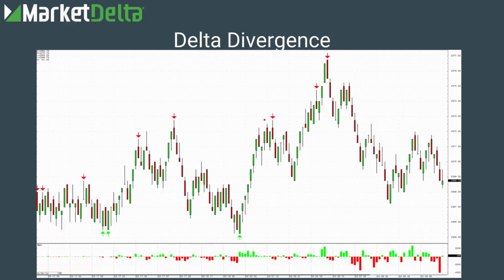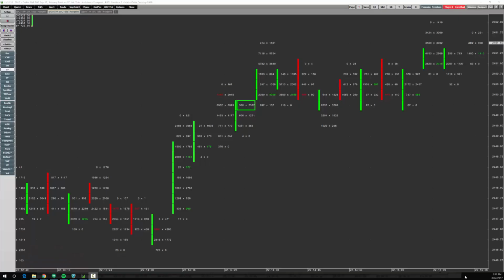So let's go ahead now and transition over to the live platform. Okay, you should see a footprint chart now, an imbalance footprint. This is the S&P E-mini. And what I want to do is quickly jump through these different studies we looked at.